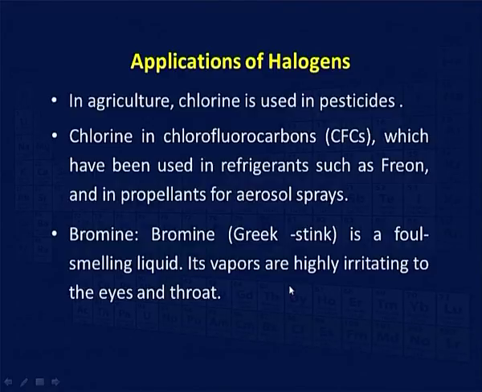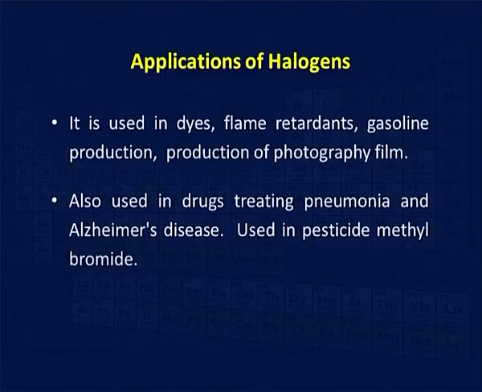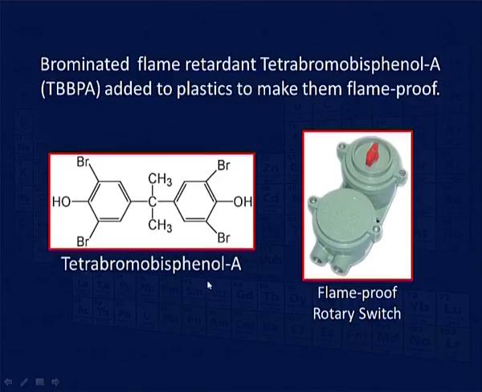Bromine, which originated from the Greek word meaning stink, is a foul smelling liquid. Its vapors are highly irritating to the eyes and throat. It is used in dyes, flame retardants, gasoline production, and production of photographic film. Bromine is also used in drugs treating pneumonia and Alzheimer disease. It is used in the pesticide methyl bromide. This is tetrabromobisphenol A, TBBPA, which is a flame retardant, and such materials can be used to prepare a flame proof rotary switch of this type.